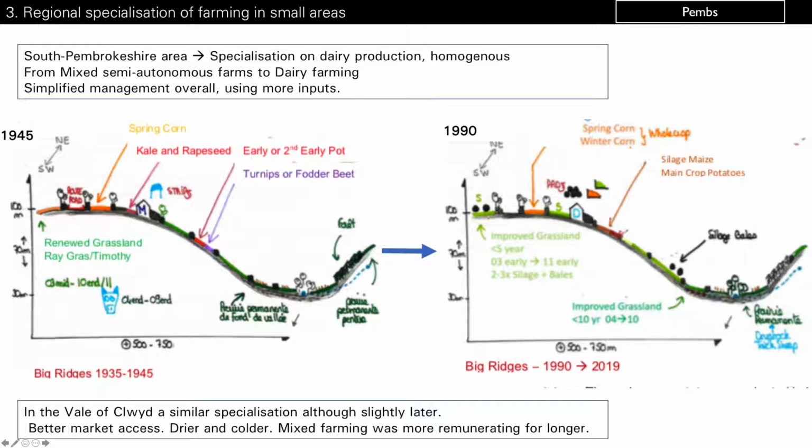In the Vale of Clwyd, we had a similar specialization on the hills and the core of the valley, although slightly later. This was linked partly to the fact that the Vale of Clwyd did not have as good a grass growing profile. Secondly, the Vale of Clwyd also had access to a highly remunerative market for its mixed farming outputs. So it's only with the increased output of the 20th century agricultural revolution that people really went into specializing, because the tools were designed for one production.